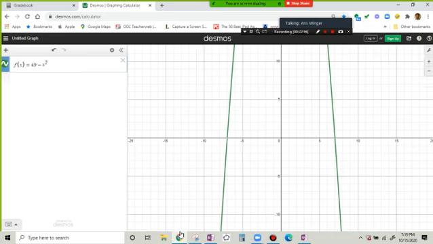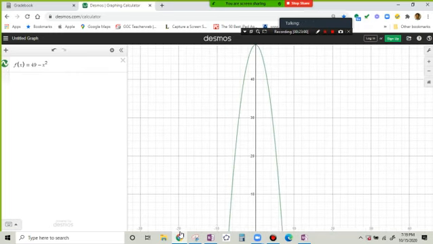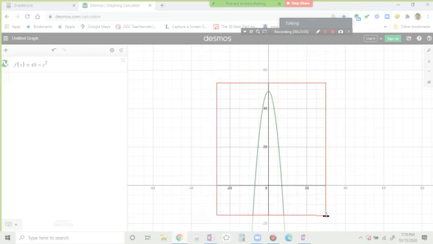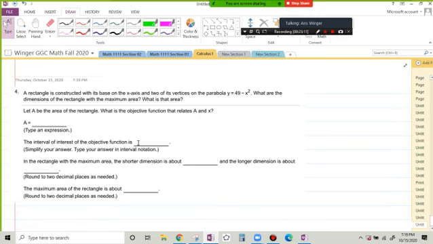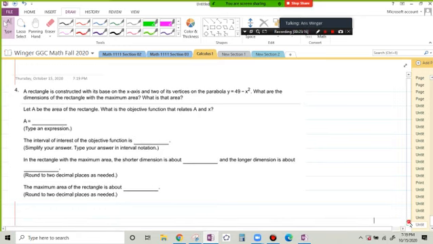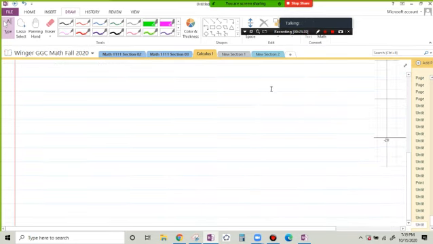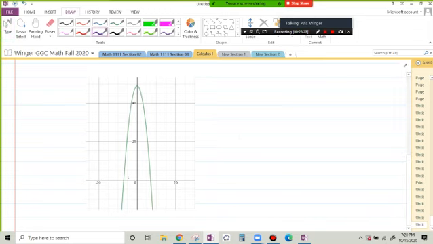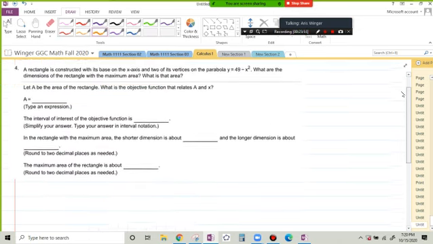Oh, actually, we need to zoom out a little bit more. Perfect. So what are we trying to say? We're going to take this thing, bring it over here, and create some rectangles. We're going to do something like this. There's one, and there's another one. Out of all of these rectangles, there are infinitely many. Which one is going to give us the largest area?